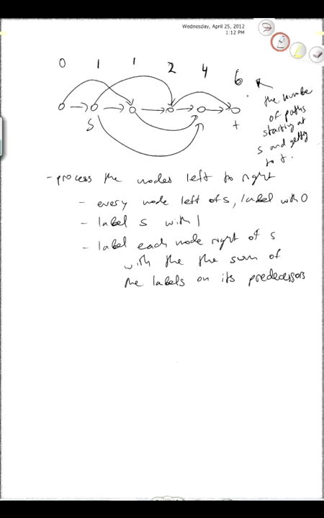So every node actually gets labeled with the number of paths starting at S. The number of paths starting at S and ending at S is 1. The number of paths starting at S and ending at this node is 1. Starting at S and ending at this node is 2. Ending at this node is 4. And then ending at T is 6. But the answer that we wanted is 6. That's how many paths start at S and go to T.